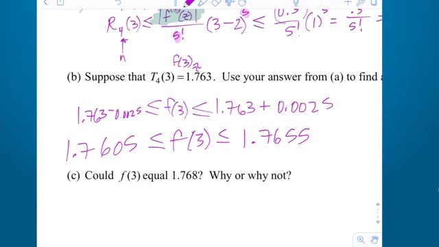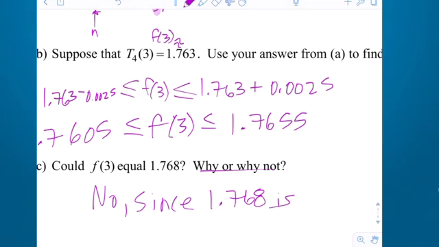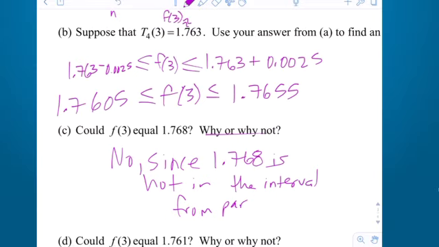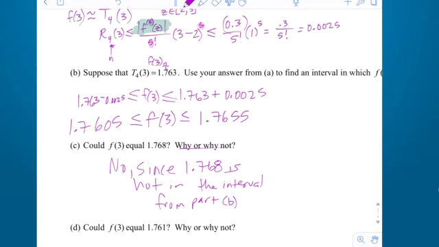So then the follow-up question: could the function value equal 1.768? No. And it says, why or why not? No, since 1.768 is not in the interval, from what? From part what? From part B. And that's how you'll answer it. These actually could be real free response questions. You find the interval in B, and now you can refer back to the interval in B.